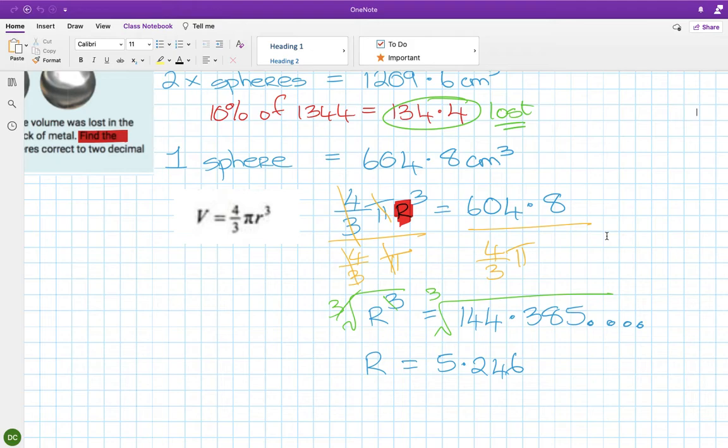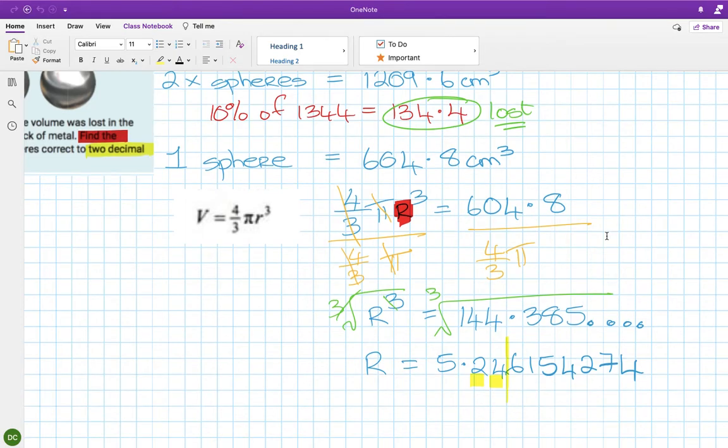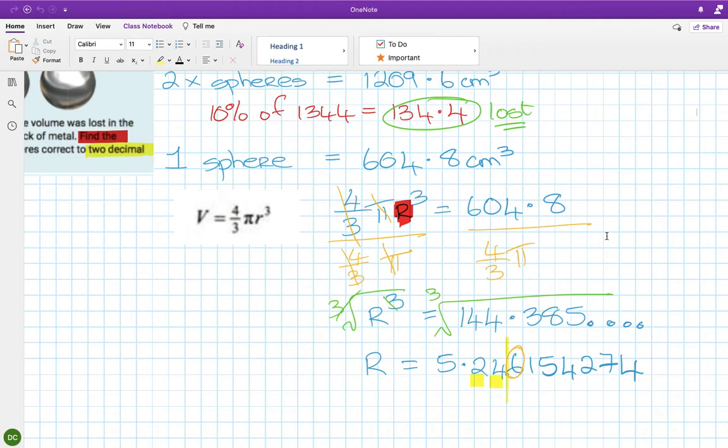5.246, it goes on, well, I'll just write it, 154.274, yeah? And now the question says, you can actually just see it there, 2 decimal places. So that's 1, that's 2. And then we're going to stop. So we look at the next number. Is that going to be big enough to push the previous number? Yes, it is, because it's over 5. So that means the radius is 5.25 centimeters.